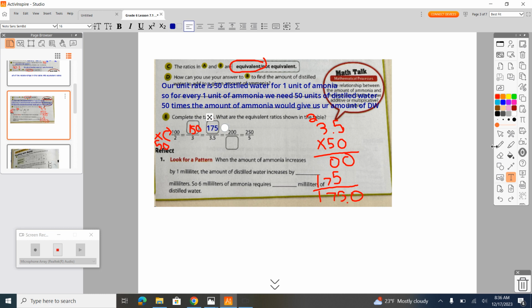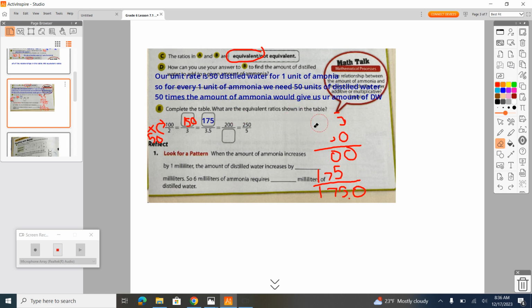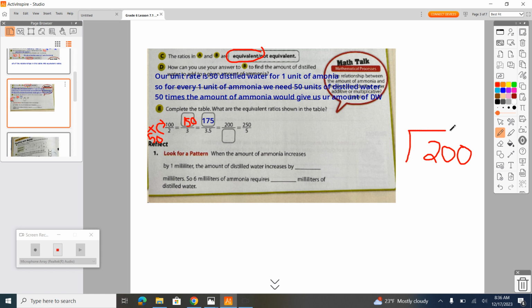I'm going to erase all of this. Now, for the next one, I want some number times 50 that would give me 200. That's going to be the same as 200 divided by 50. Let's practice long division.